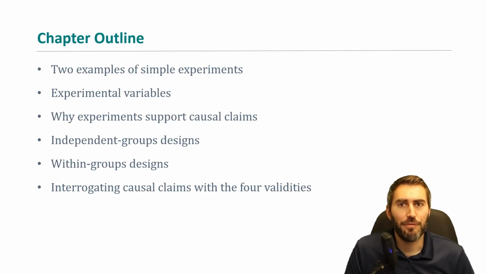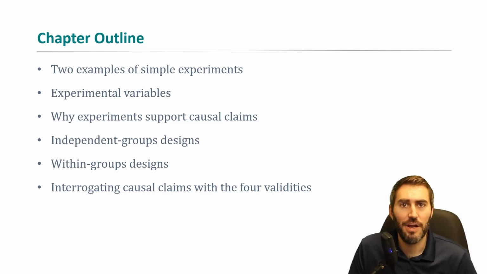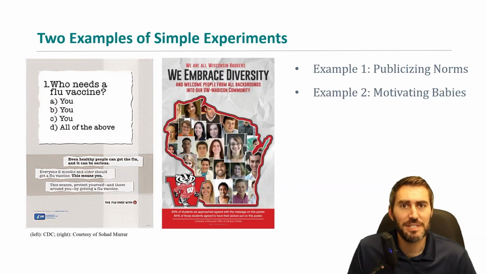All right, here's a quick overview of the main topics we'll be discussing today. First, I want to walk you through two examples of simple experiments that'll give us a solid baseline of what these are. From there, we'll look closely at experimental variables, specifically independent and dependent variables, but also control variables. Then we'll cover exactly why experiments support causal claims. We'll look at the differences between the two main ways to structure an experiment, independent group designs and within groups designs. And lastly, we'll wrap up by talking about how to go about interrogating causal claims with the four validities we've used before.